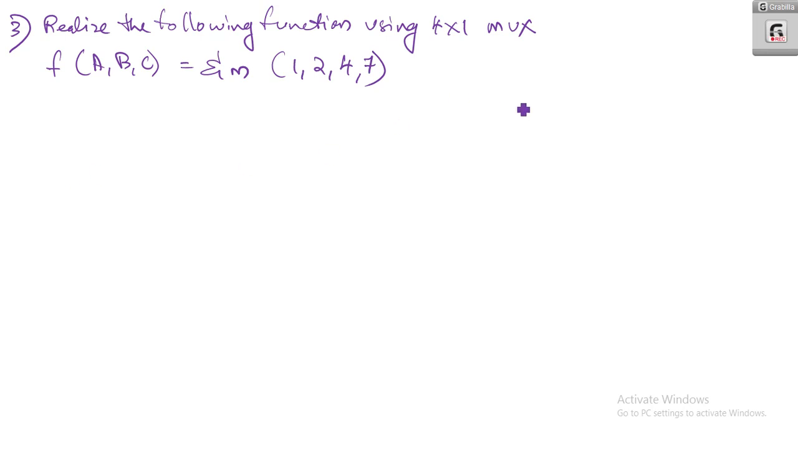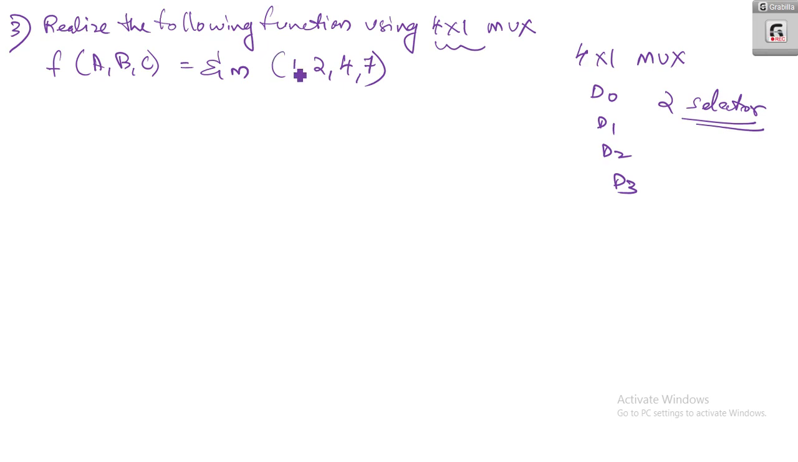Now, here what is the problem? The problem is you need to realize it using a 4 by 1 mux. Okay. So if it is a 4 by 1 mux, the data we are having is D0, D1, D2 and D3. Only 4 data can be fed in. And how many selector switches? Only 2 selector switches. For a 4 by 1 mux, we are having 2 selector switches. Okay. But here you are having 7 data effectively. And you need to realize it using a 4 by 1 mux. That is the question. Okay.